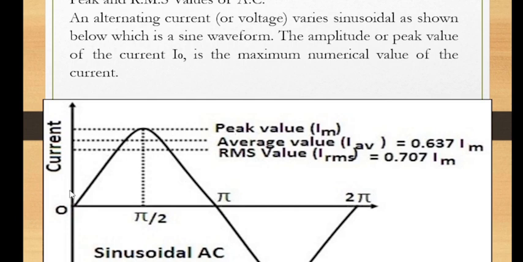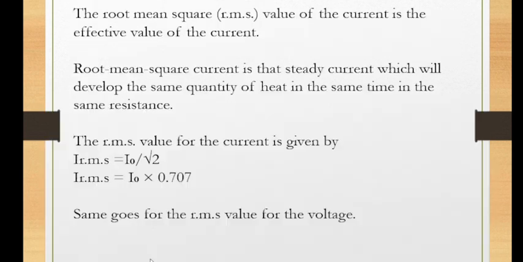And this is it on this graph. You should be able to label the graph. Half of this is pi over 2. The full one is pi. Then 2 of this is 2 pi. You should be able to get that. And that's why we have it as 2 pi ft. This is a sinusoidal AC current wave.